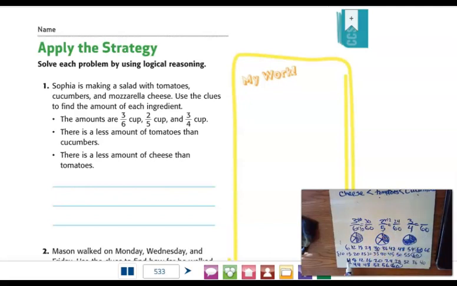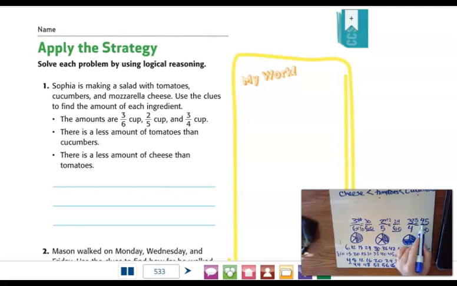4 times what is 60? 1, 2, 3, 4, 5, 6, 7, 8, 9, 10, 11, 12, 13, 14, 15. 3 times 15 is 45. So now I've got 30 60ths, 24 60ths, and 45 60ths.